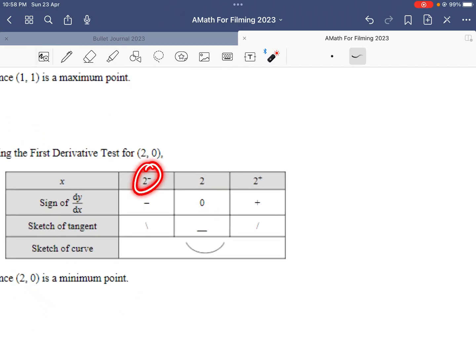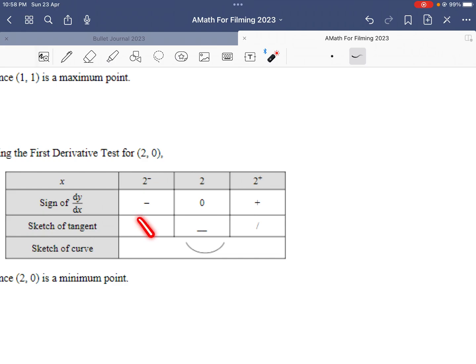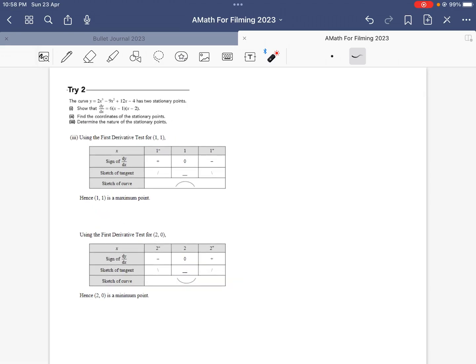Similarly, for (2, 0), something to the left of 2 will probably be 1.9, and something slightly to the right of 2 will be 2.1. You must only use values that are slightly to the left and slightly to the right. If not, it will be somewhere else on the curve already. You will find that the signs are negative, 0, and positive. So if I were to sketch negative, 0, positive and join the dots, it's a smiley face. Hence, (2, 0) is a minimum point itself.